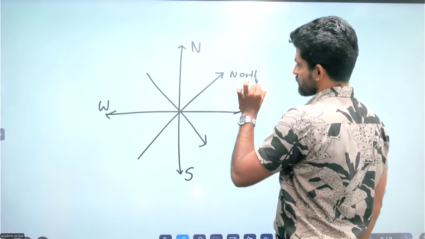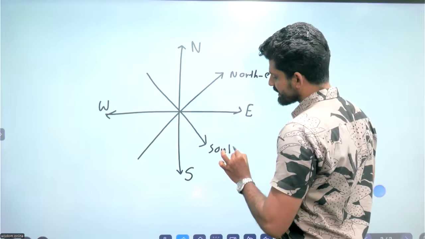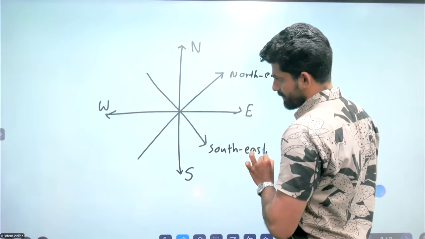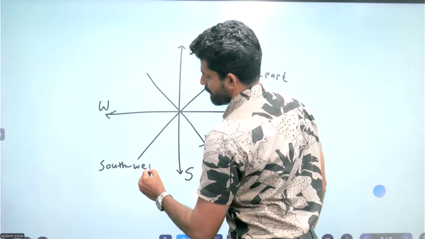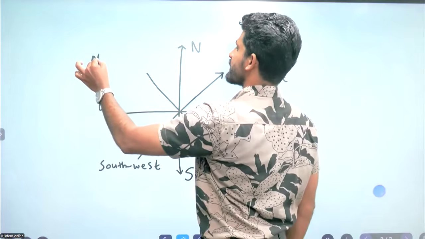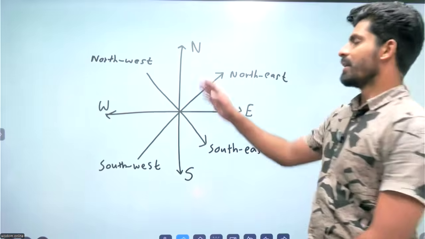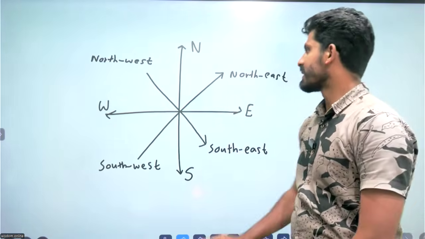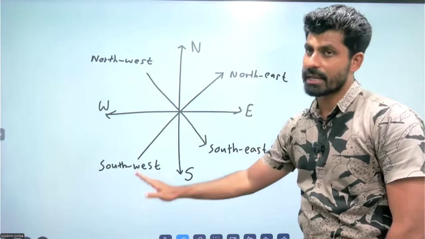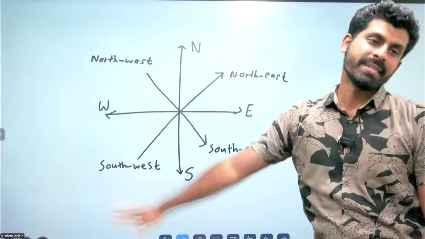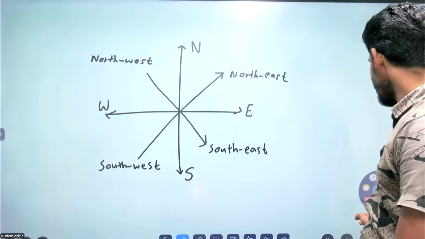Northeast, southeast, southwest, northwest. Northeast, southwest. Northeast, southeast, southwest, northwest. Okay? Right. Let's quickly move to the question.